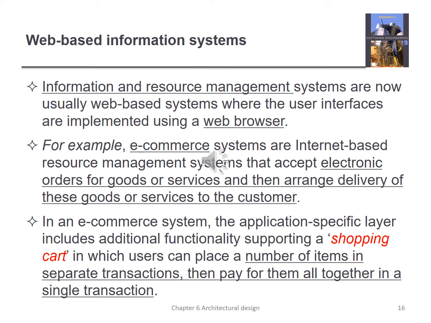And in an e-commerce system, the application-specific layer includes additional functionality. The functionality is to calculate how much. So you put all your items in one shopping cart, in which the user can place a number of items in that transaction. In one transaction, you could buy A, B, C, 1, 2, 3, etc. You put them in the cart, then you pay for them all together in a single transaction.